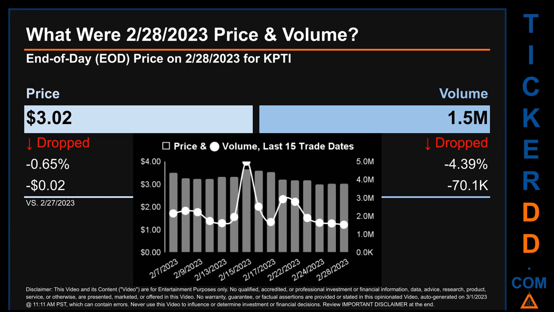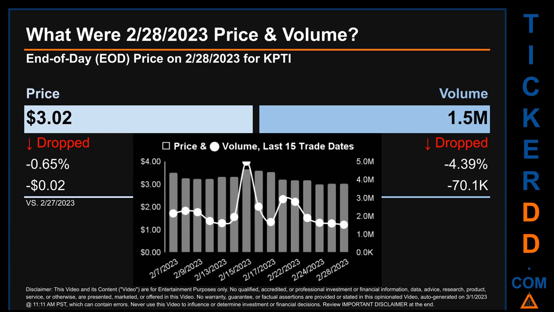What was end of day price and volume for KPTI? On Tuesday, February 28, 2023, KPTI had an end-of-day price of $3.02 and volume of about 1.5 million. Compared to the previous trading day, the price dropped 0.65%, losing 2 cents, while volume dropped 4.39%, decreasing about 70.1 thousand. The graph shows price and volume for the last 15 trade dates.